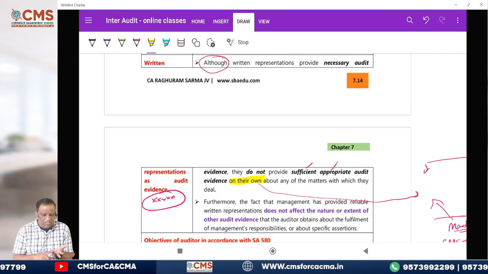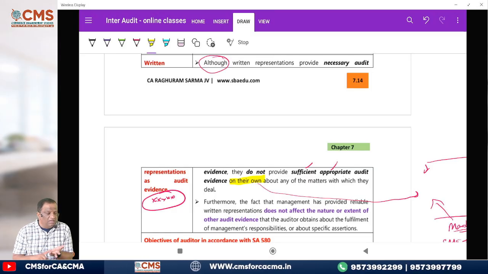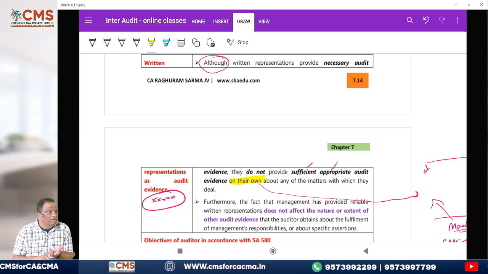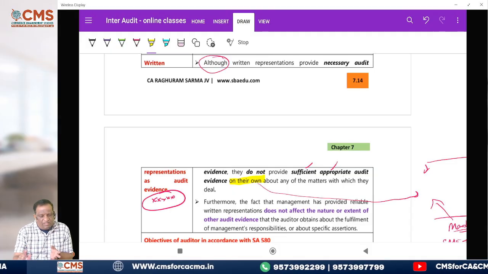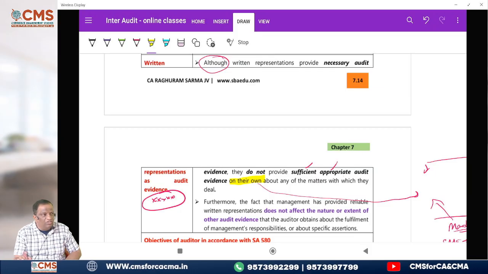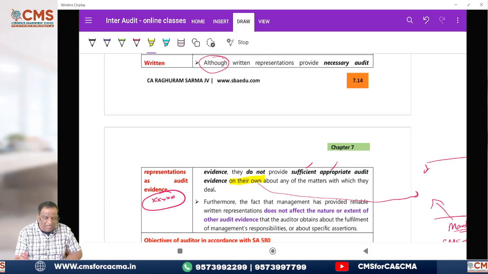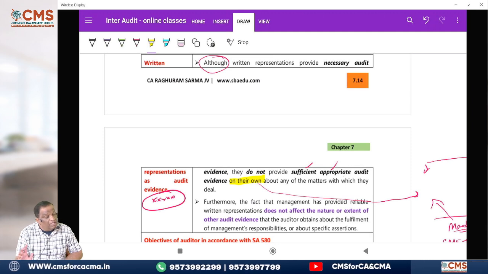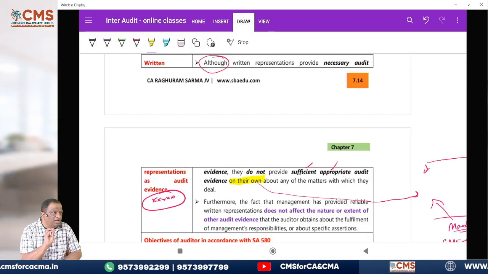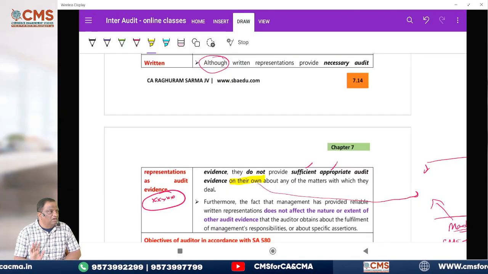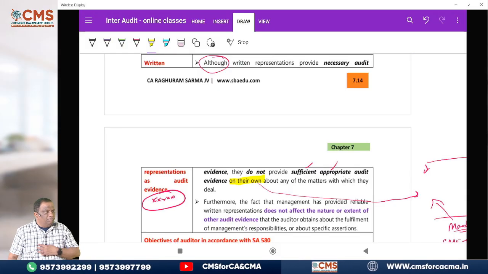Now, again I repeat, what is the number of the standard? SA 580. And this written representation, who is giving it to whom? Management is giving it to the auditor. Is it optional for the auditor or mandatory to take this written representation? It is mandatory to take it. Instead of you reading it, I am giving it in simple bullet points so that you are good with the concepts. Now, it is mandatory for the auditor to collect it. So I must take written representations.